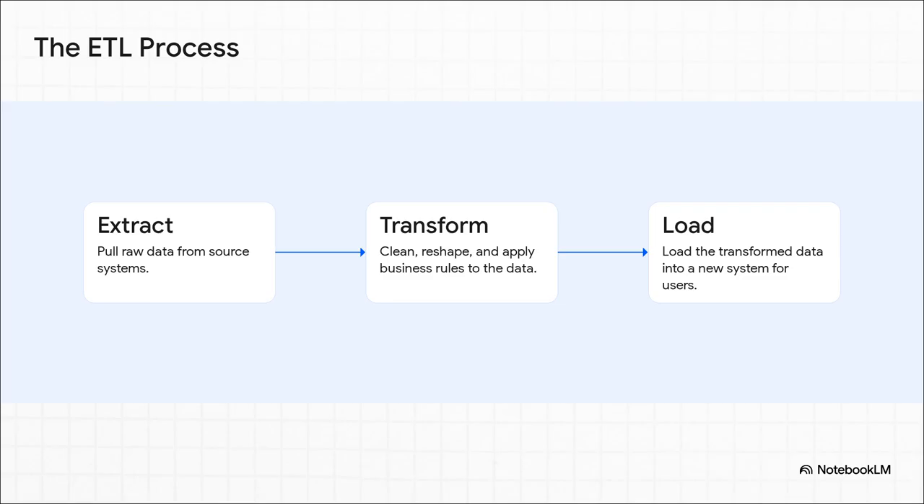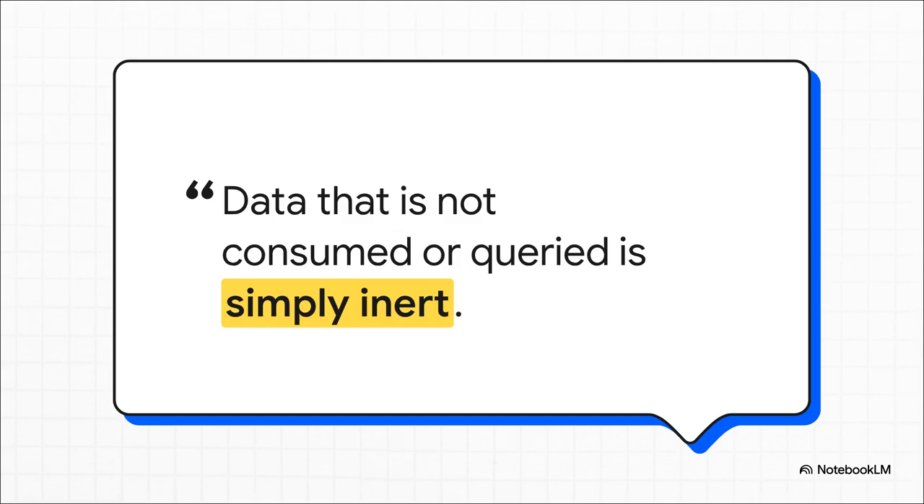First, you extract the raw materials from the warehouse. Then you transform them. And this is where the real work happens. You're cleaning up errors, standardizing things, combining different pieces. And finally, you load that finished, valuable data into a brand new system where it's all ready for people to use. This quote just gets right to the heart of why that transformation step is so critical.